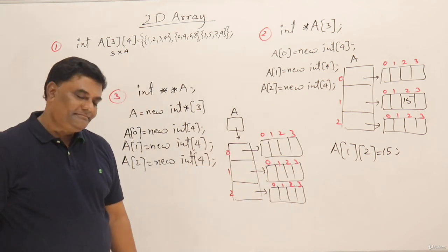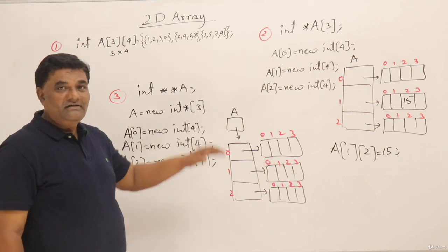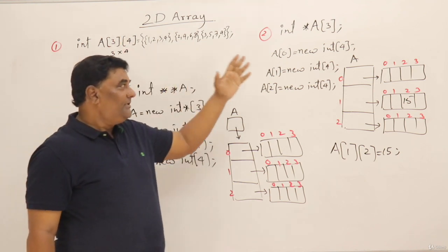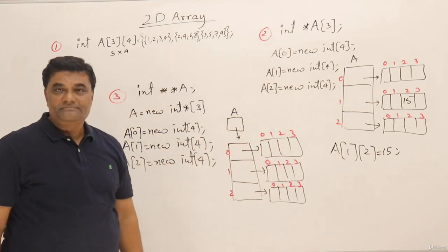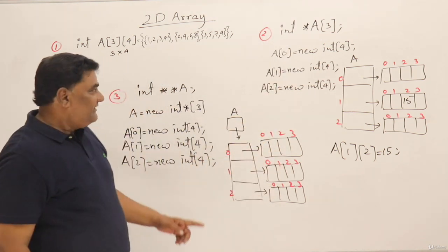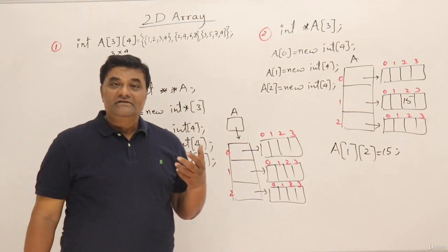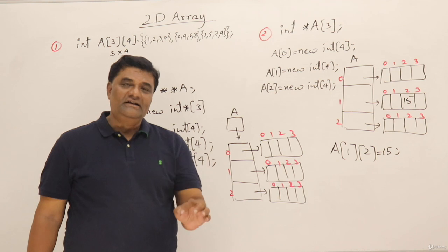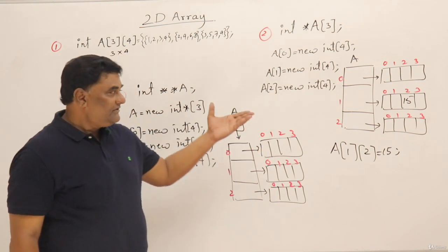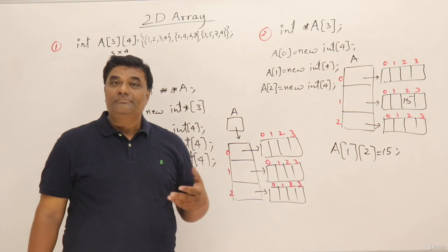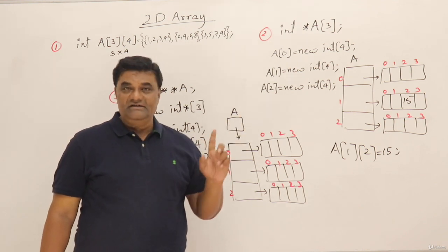These are the three methods of creating a two-dimensional array: completely inside the stack, partially in the stack and partially in heap, and everything in heap. Now one more thing. Every time I have used the new operator. If you want to know how it is done in C language, you know very well that the malloc function is used for allocating memory. So wherever we have used new, we have to use the malloc function there, because in C language, malloc means memory in heap.